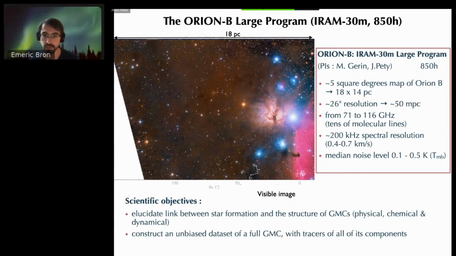100 gigahertz, where we detect tens of molecular lines. So the scientific goals of this project are to elucidate the link between the star formation that occurs in such a molecular cloud and its structure, both its physical structure, its chemical structure, and its dynamical structure. And of course, star formation and GMCs are very complex and chaotic systems. So those questions need to be addressed in statistical terms.